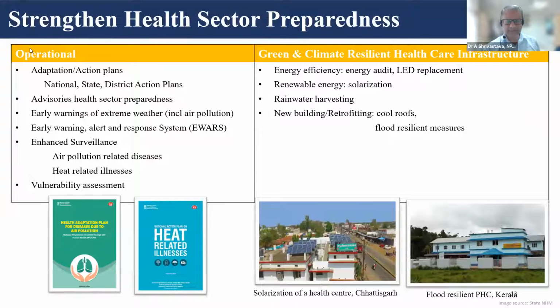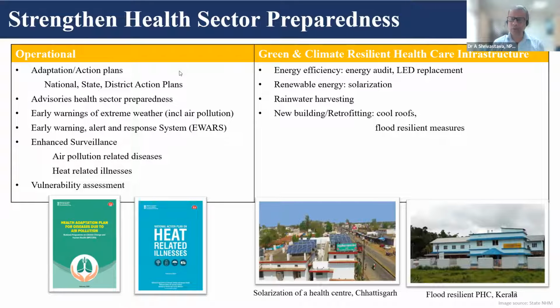And these are some of the health sector preparedness and strengthening work. We're developing national level health adaptation plans, one available on air pollution, another on heat, and the others are also now almost in process of finalization. The advisories, the early warnings, EWARs, surveillance, as I mentioned, on air pollution and heat, and vulnerability assessment work, and also the green and climate resilient healthcare infrastructure.